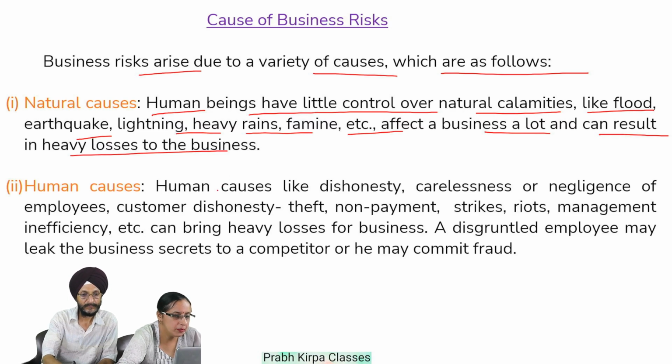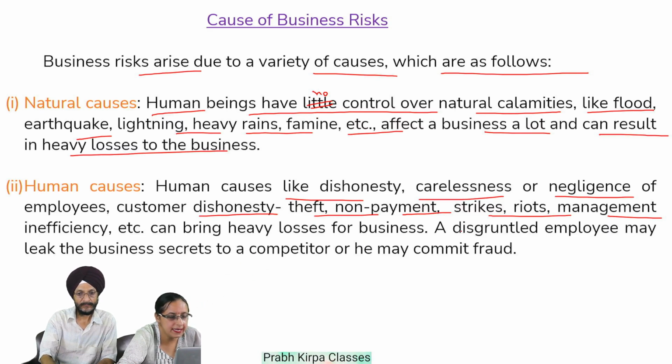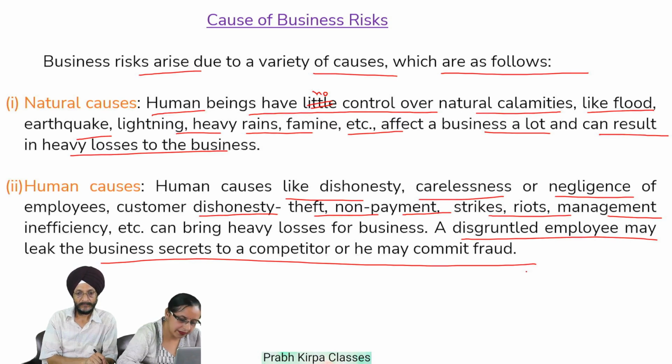Human causes. Human causes like dishonesty, carelessness, or negligence of employees, customer dishonesty, theft, non-payment, strike, riots, management inefficiency, etc. can bring heavy losses for business. A disgruntled employee may leak the business secrets to a competitor or he may commit fraud.